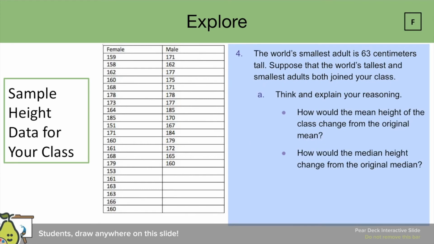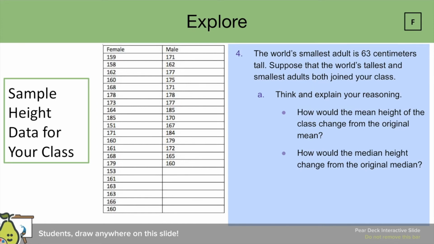For slide F, students are asked, the world's smallest adult is 63 centimeters tall. Suppose that the world's tallest and smallest adults both joined your class. Think and explain your reasoning. How would the mean height of the class change from the original mean? How would the median height change from the original median?